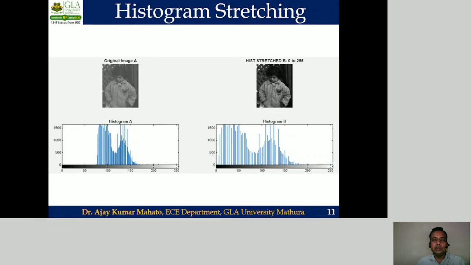In this example, image A and its corresponding histogram are clearly shown in this figure. By looking at the histogram of input image A, we can easily predict it is a low dynamic range input image, and in order to enhance the input image A, I have applied histogram stretching, and I stretched its histogram from 0 to 255, that is, I have stretched its histogram to its entire dynamic range, and as a result I have obtained an enhanced image output B.